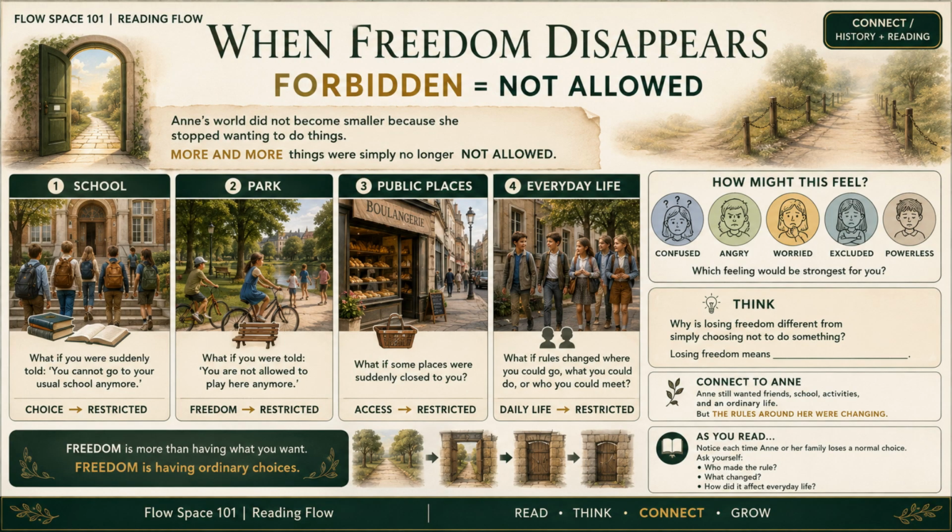Let's focus on one very important word. Forbidden. Forbidden means not allowed.